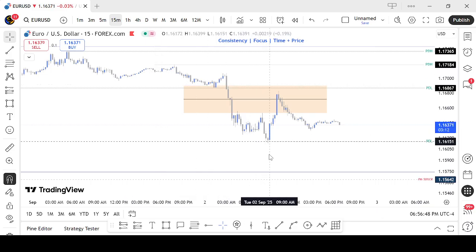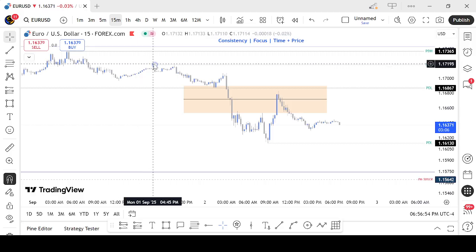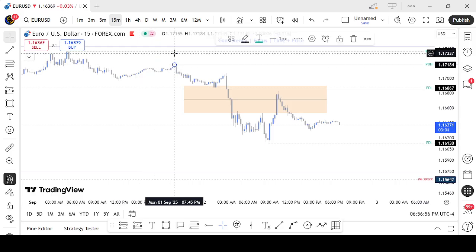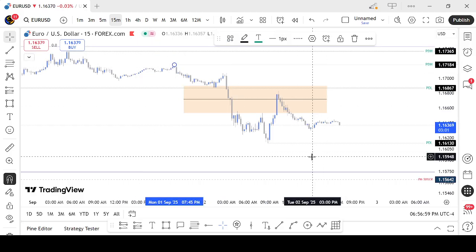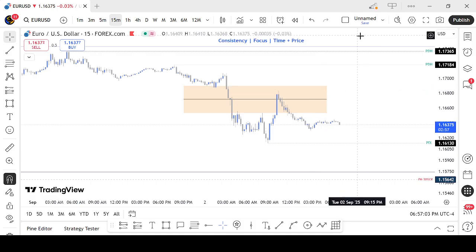So on the 15 minutes time frame, this is our previous day high and our previous day low. So let me take the other one before today out.